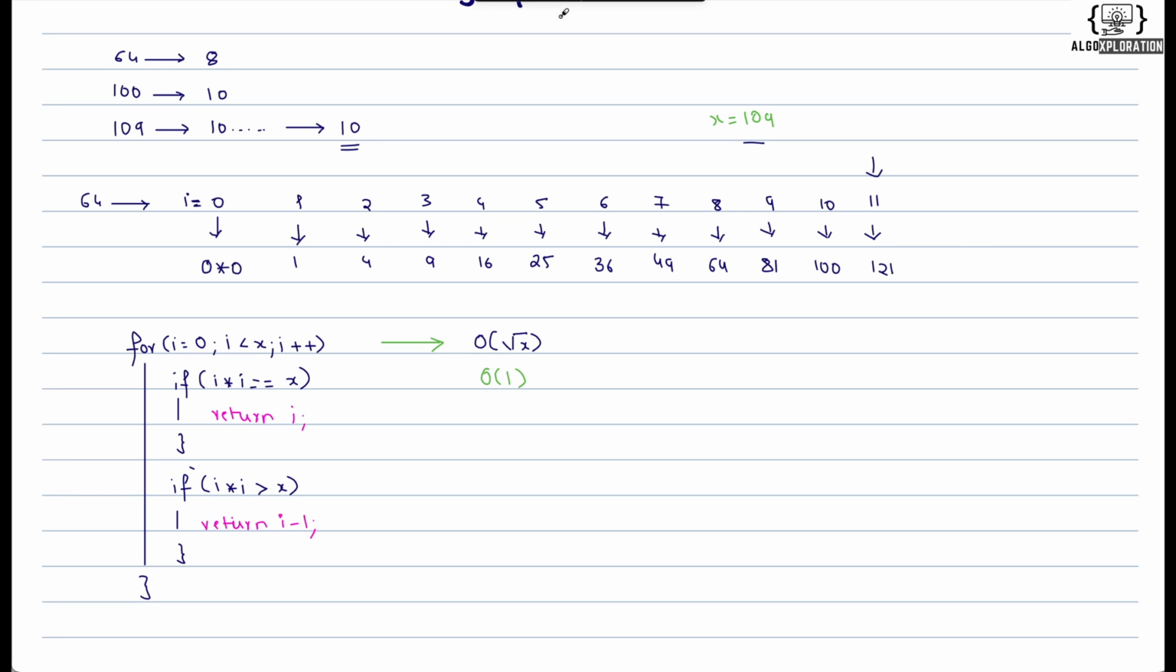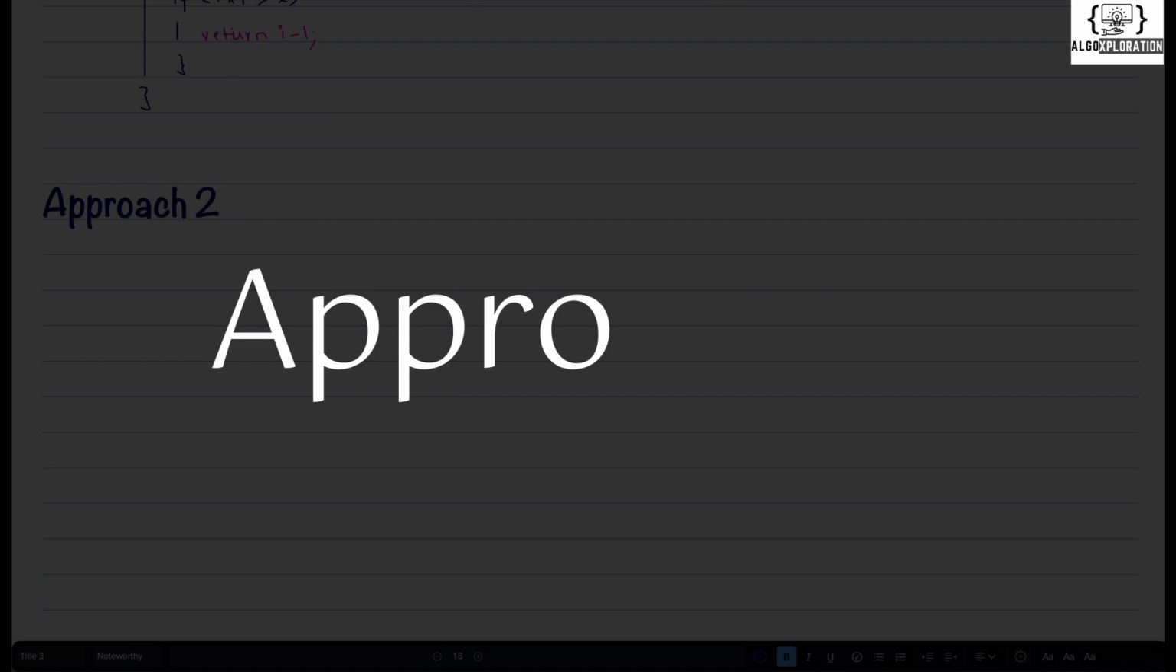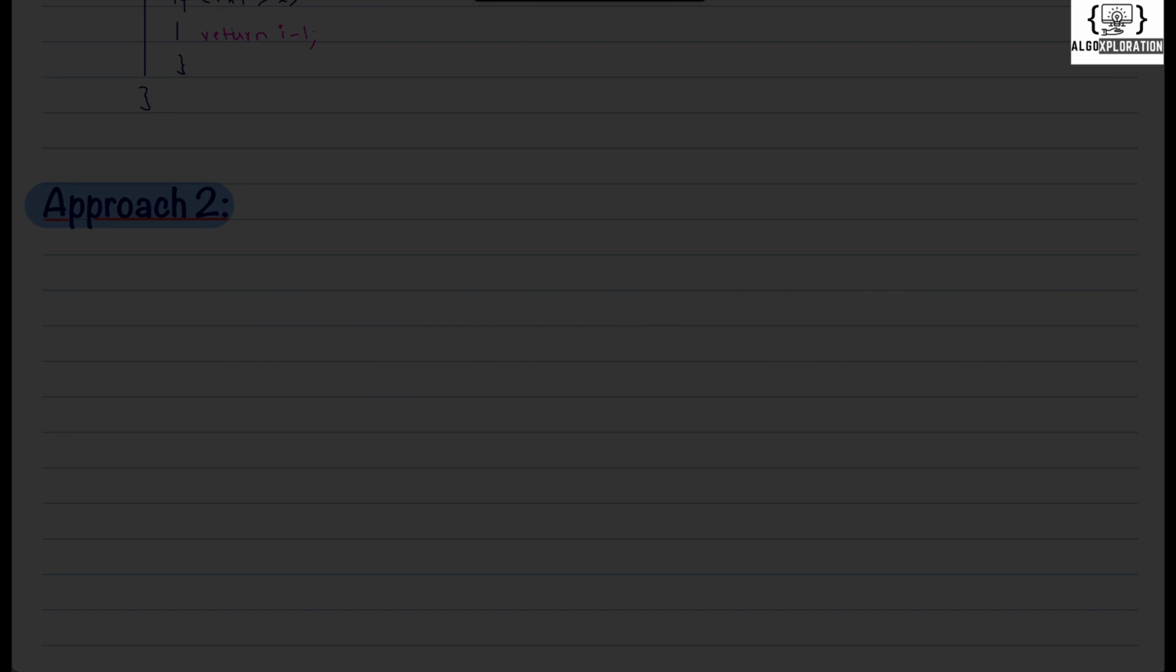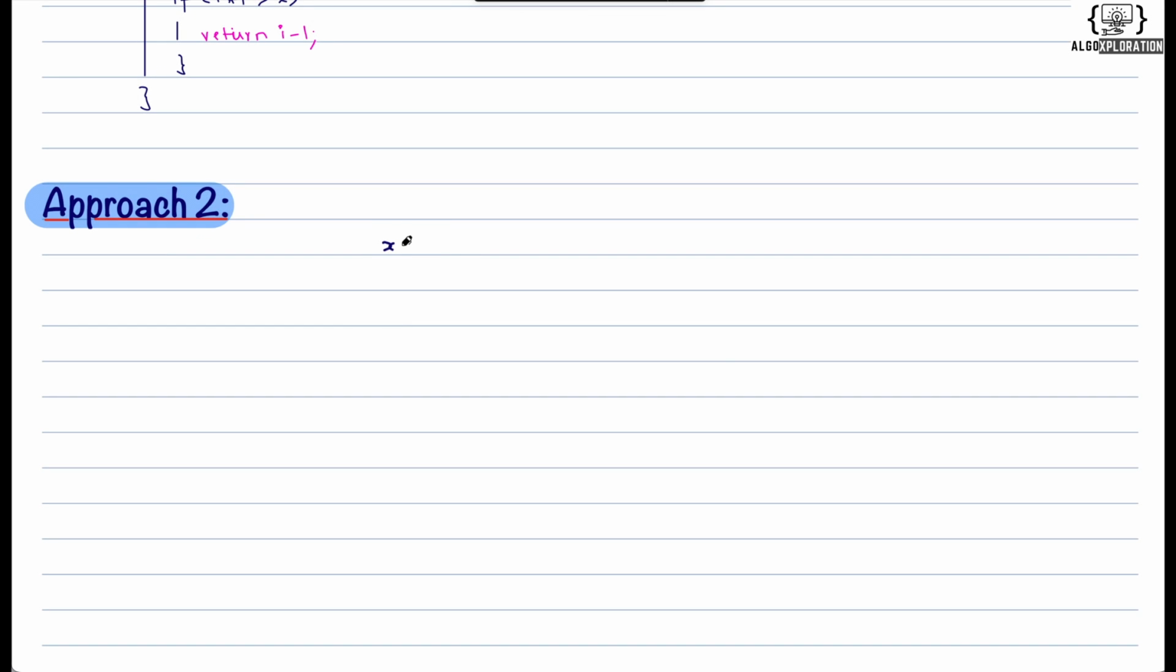I will request you to please try running it by yourself as well. Now we have to optimize this approach as well. So approach 2. Let's say the value of x is 100. Observing the first approach, what I was doing was coming from 0 and going to the square root of x, right?